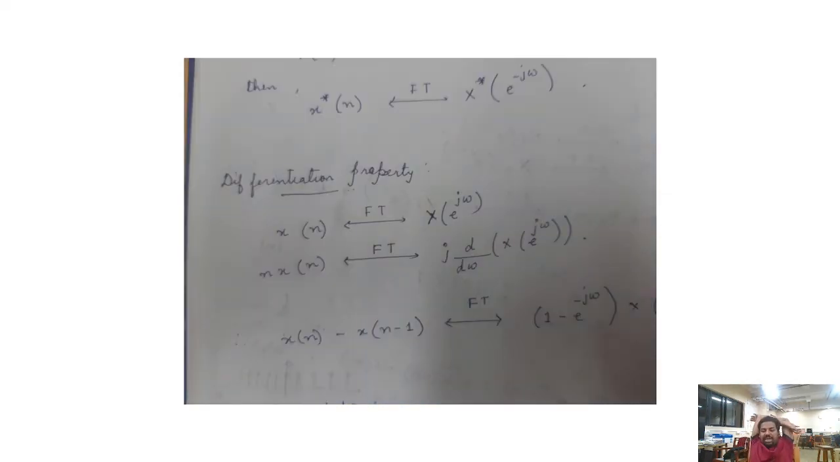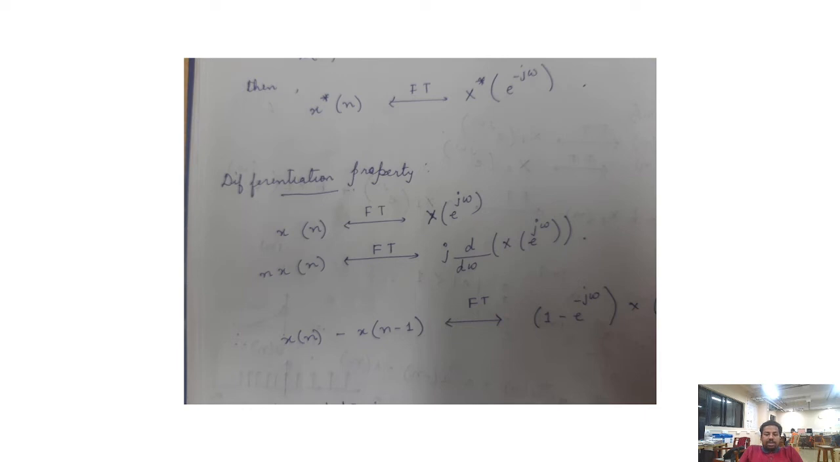Okay, the next property is the differentiation property. Again the problem is the same as before. We have a discrete time signal x[n] and the Fourier transform is given by X(e^{jω}). Now the Fourier transform of n·x[n] is given by j·d/dω of X(e^{jω}). So this is the differentiation property of the Fourier transform.